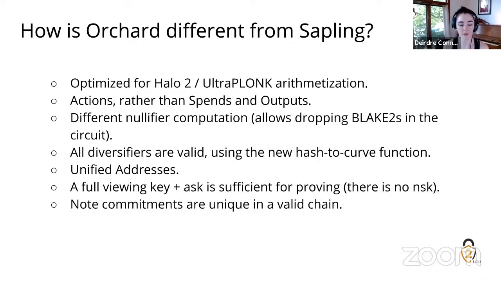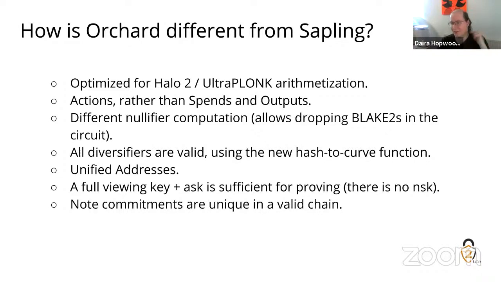As well, what's different, a full viewing key and your spend authorization key is sufficient in order to make your proof and to make a Zcash shielded transaction. There is no nullifier deriving key anymore. And no commitments are unique in a valid chain. This helps. Just a correction.